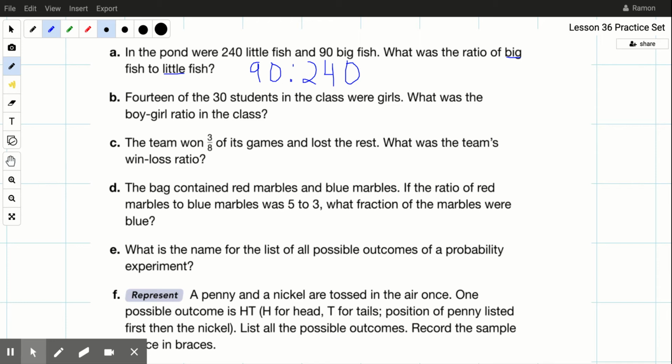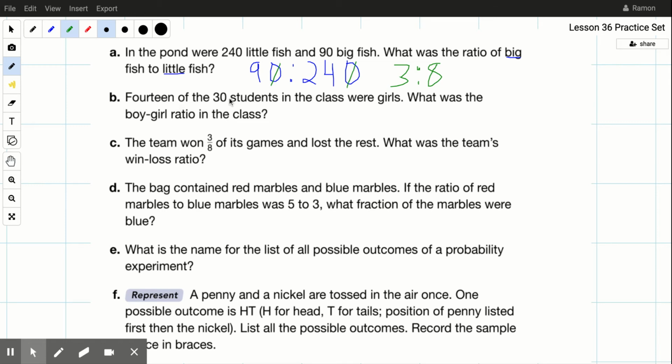Now, what we have to do is ask ourselves the question: do we simplify ratios? And the answer is yes, we do simplify them. So we have 90 compared to 240. We can eliminate the zeros. And then we have 9 to 24, which we can simplify by dividing each of these by 3, which gives us 3 compared to 8. The ratio is 3 to 8. And you read it as the number "to" the other number, as long as it's simplified.